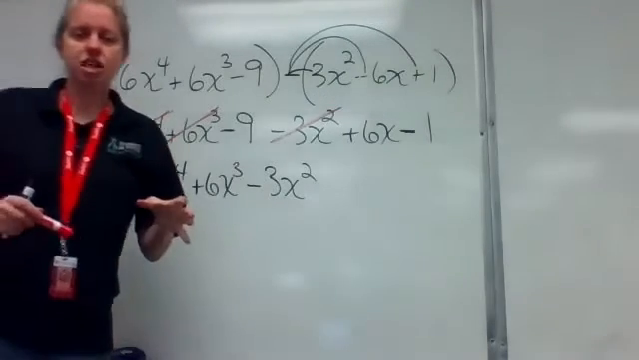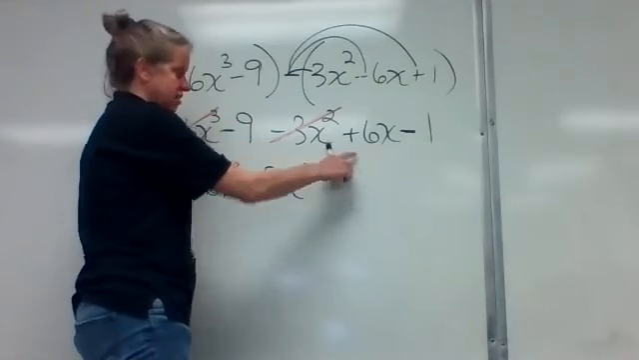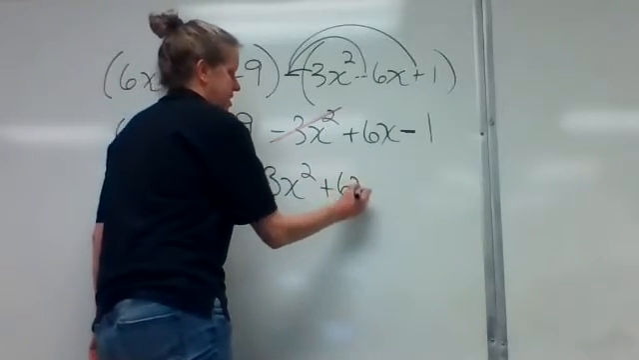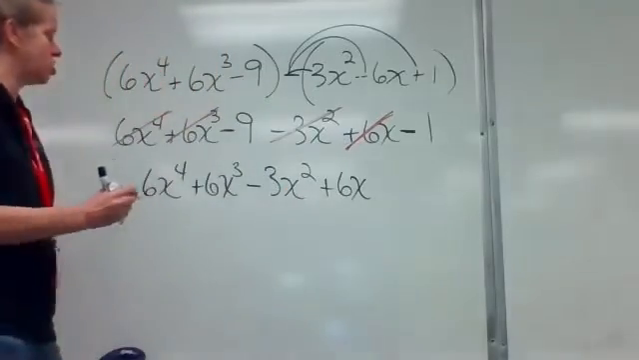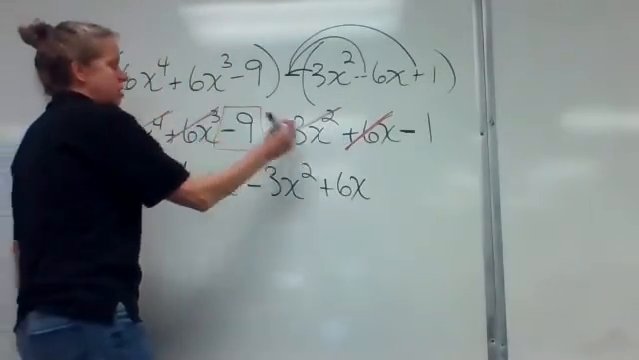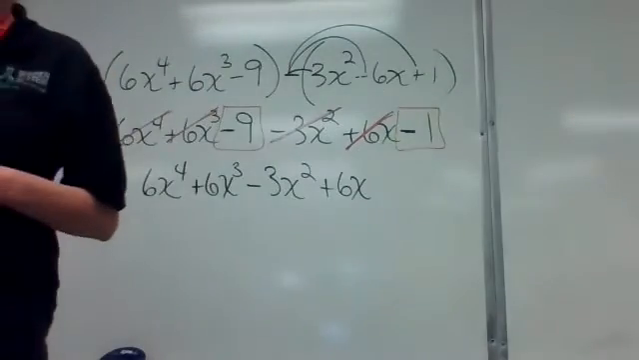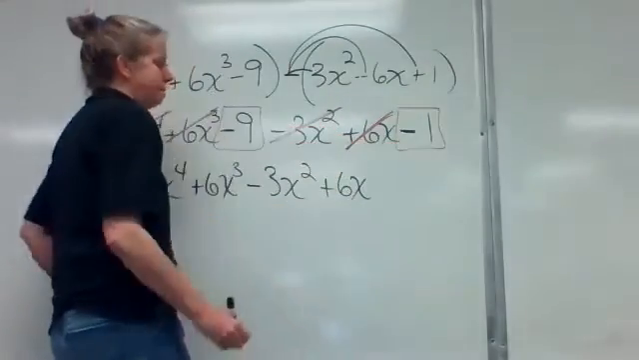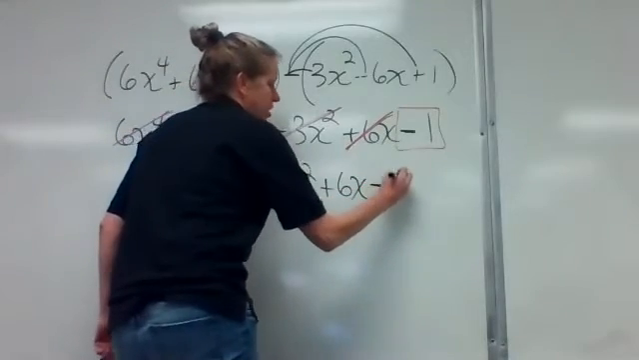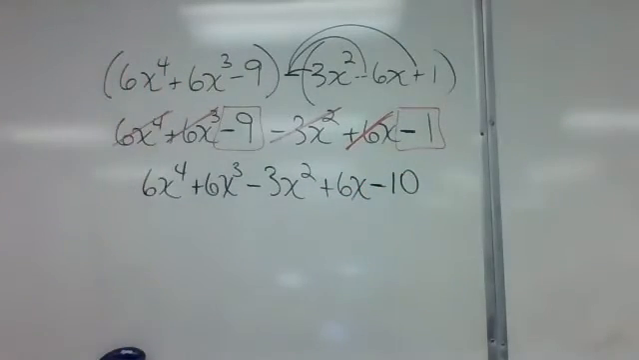After x squareds come x's. This is my only x. So I'm just bringing down my plus 6x, and I'm done with my x's. So really the only terms that would go together are those plain number terms that don't have any x's on them. But they are like terms. So I can put the negative 9 minus 1, which would give me negative 10. So that's the only two terms that I could actually combine.